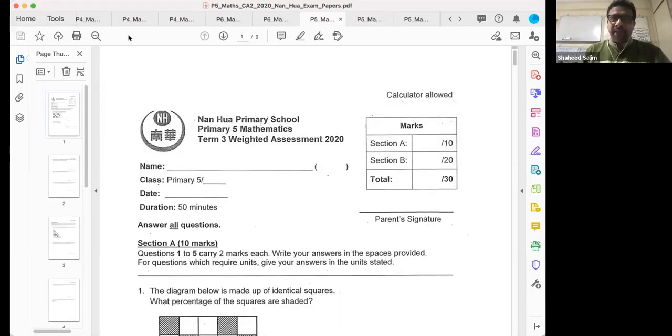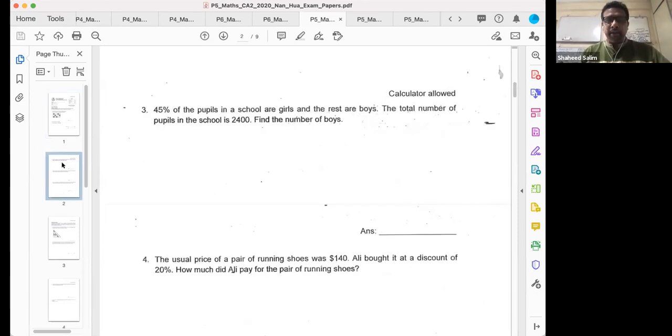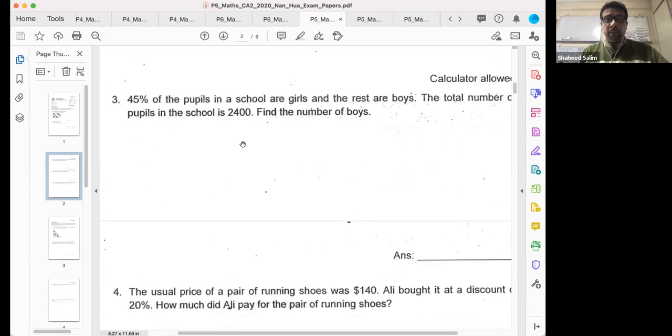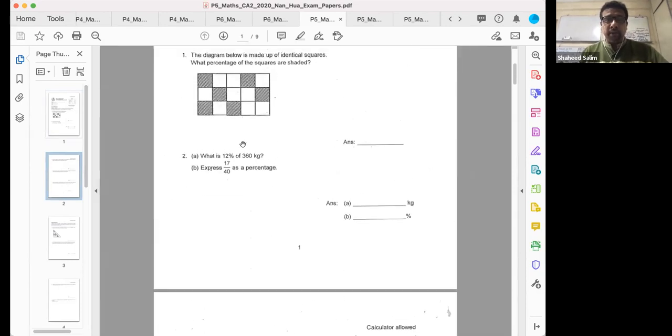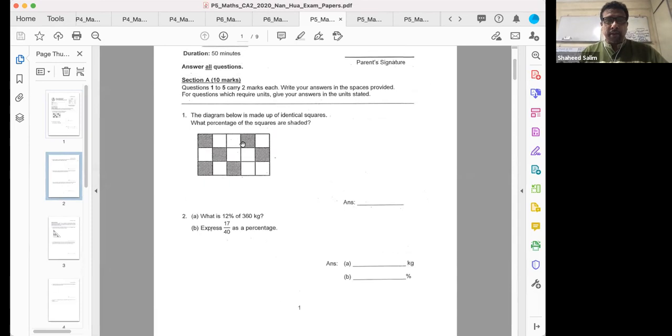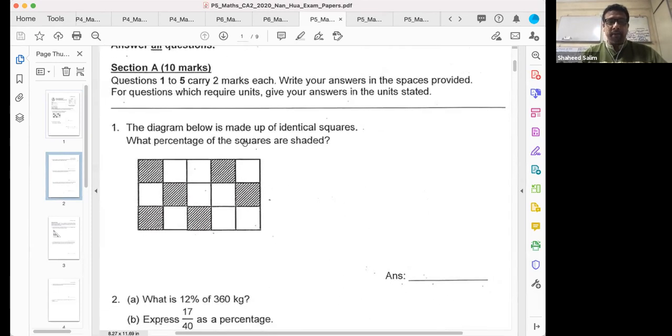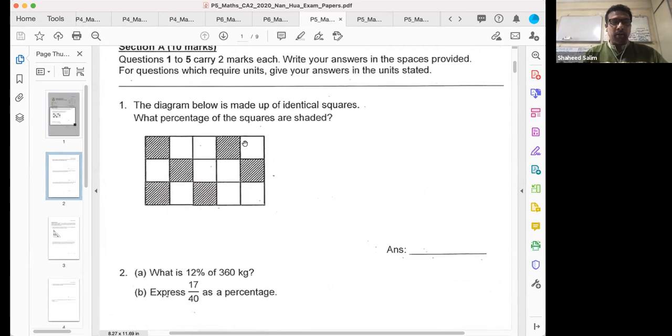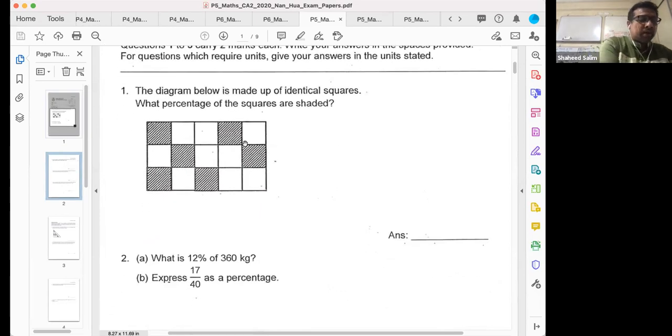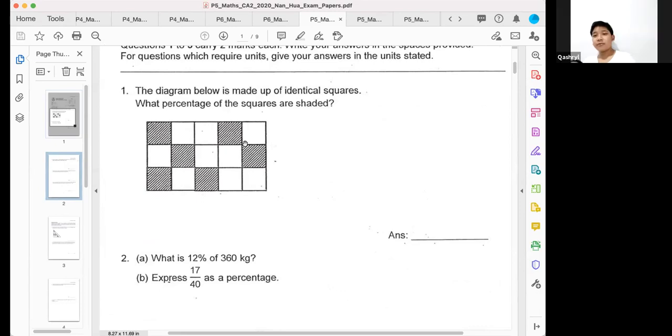Okay, we'll start with percentage first. Later on, we'll revise decimals also. So this is from Nanhua Primary School. This is the CA2. So here we go. Where is the first one? Can we do the first one now? Number one. And once you finish number one, you can try number two. Do tell me which question you're doing.